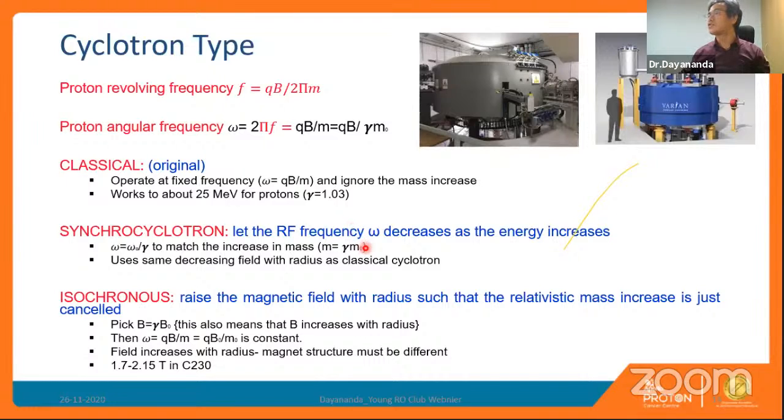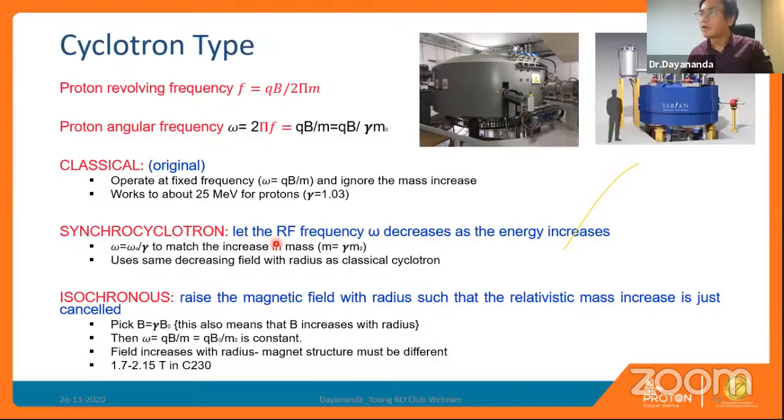You cannot increase the velocity of the charged particle beyond the velocity of light. So as a result, the mass has to increase, according to Einstein's theory of relativity. When the mass starts increasing, your angular frequency is going to decrease because they are inversely proportional. So to keep the proton accelerating at that particular radius, you have to adjust the external radio frequency in such a way that the angular frequency gets adjusted to balance the increase in the mass. This kind of cyclotron is called a synchrocyclotron.